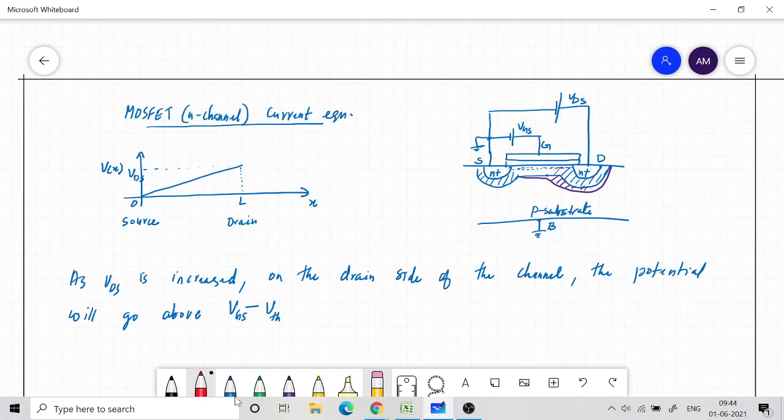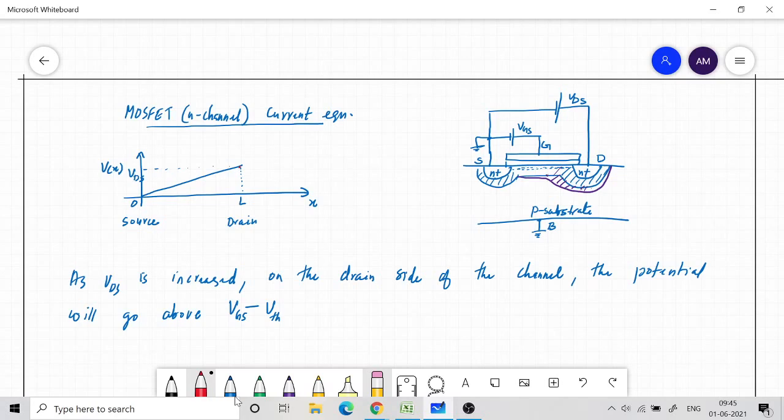So that means the channel can exist. Whenever the gate potential is more than the channel potential by an amount VTH, the inversion layer will exist there. But suppose VDS is large enough so that on the right side the voltage becomes VDS, and if this is greater than VGS minus VT, then the condition for the channel to exist in that region will be violated.